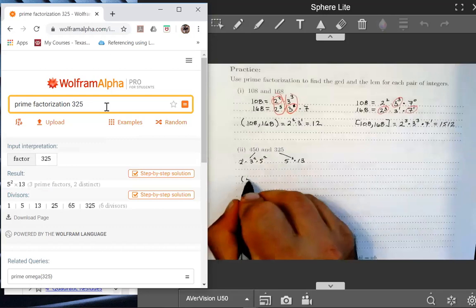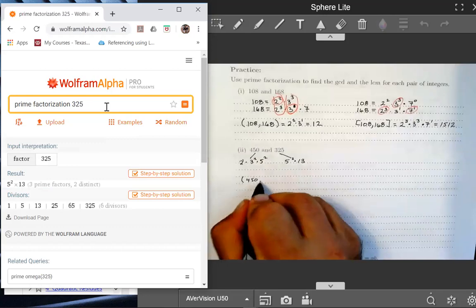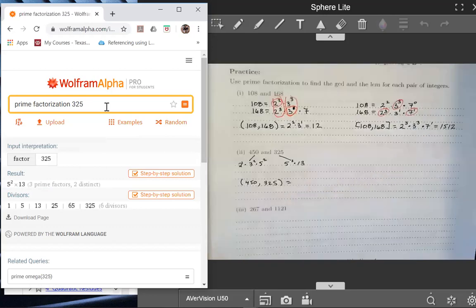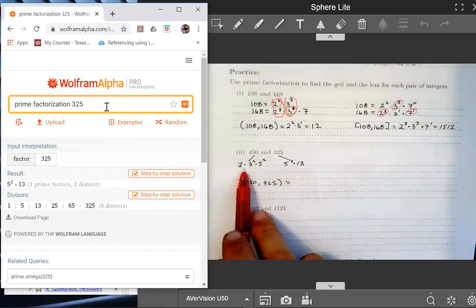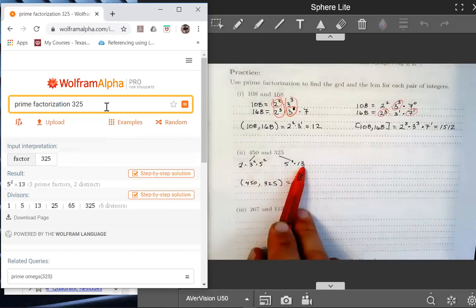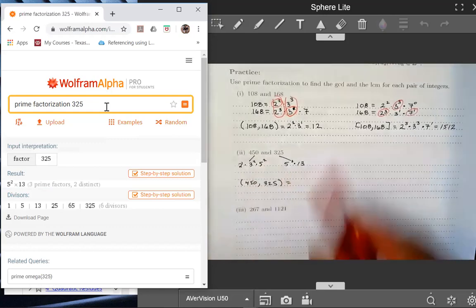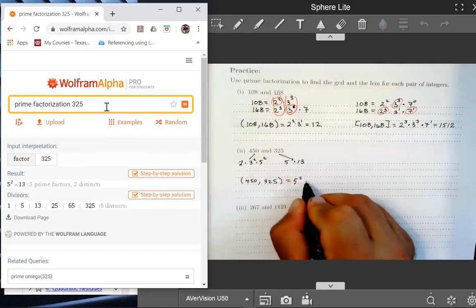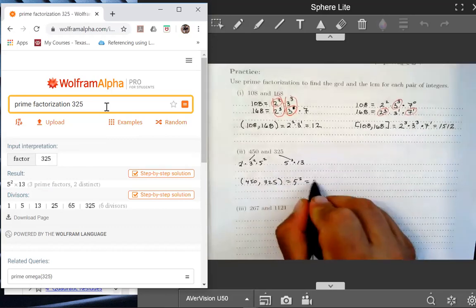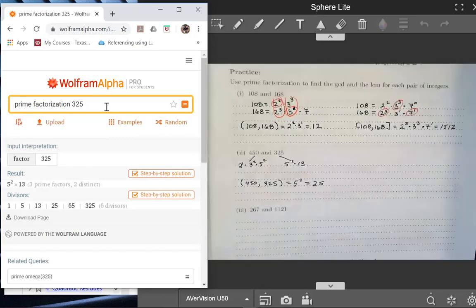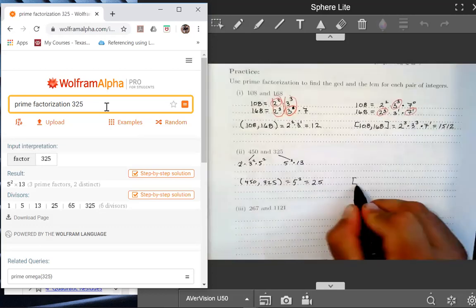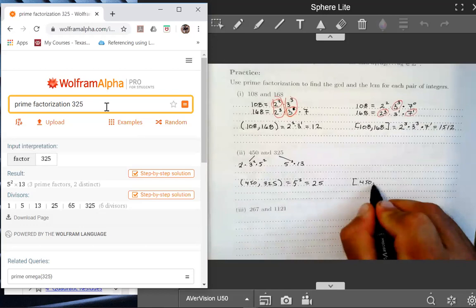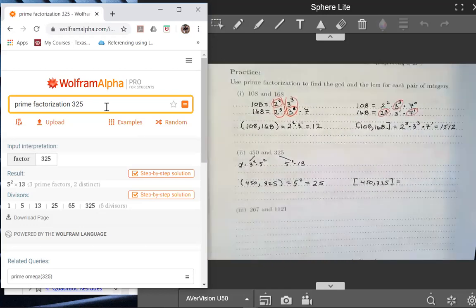So that means that for my greatest common divisor, I need to select the smallest power of items that are alike. I don't have a 2 in both of them, don't have a 3 in both of them, don't have a 13 in both of them, but I do have a 5 squared in both of them. So that greatest common divisor is going to be 5 squared, and that's 25.